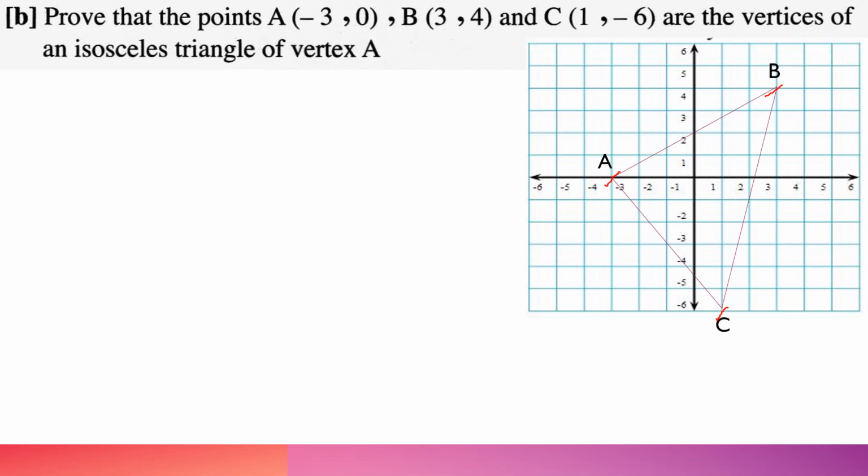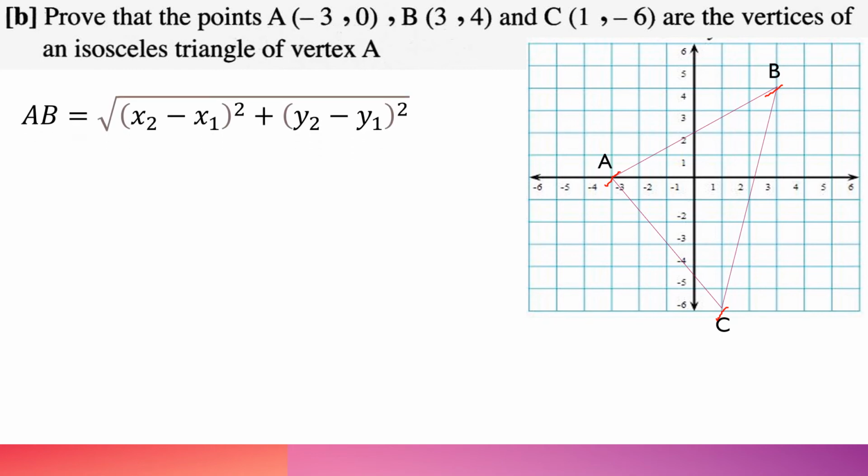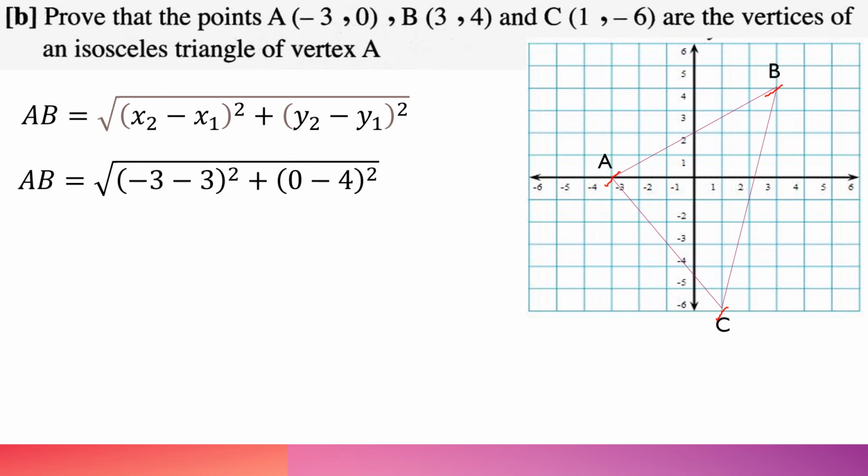Very good. We will find the length of AB first. We know the rule equals root of (x2 minus x1) all power 2 plus (y2 minus y1) all power 2. We substitute directly. So (negative 3 minus 3) all power 2 plus (0 minus 4) all power 2. Here are the points I'm talking about. Okay, the length here, when we put it on the calculator, gives me root 52.